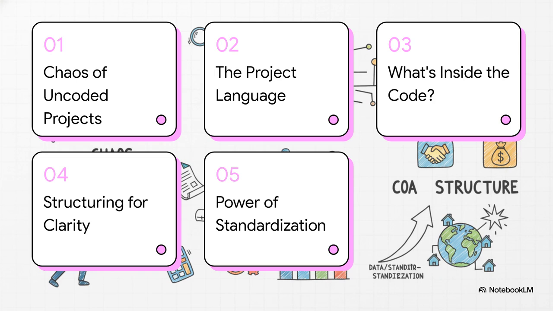So here's our game plan. First, we'll look at what happens when projects don't have this system. Spoiler, it's chaos. Then we'll introduce the Code of Accounts as the solution, this universal language. We'll peek under the hood to see what's actually inside the code, see how it's structured to make sense, and finally, we'll get to the real payoff, the incredible power of getting everyone to speak the same project language.